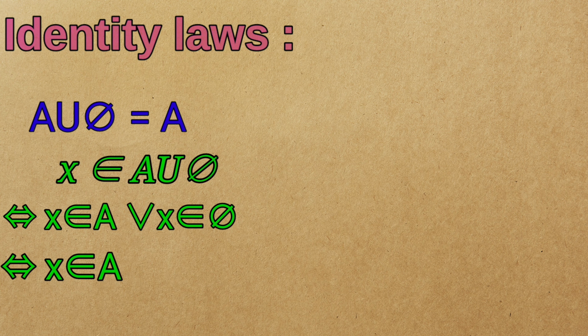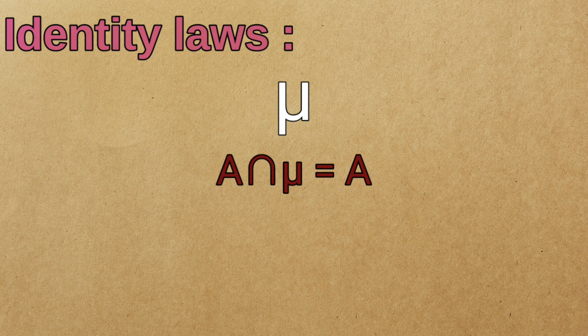Like that, the union of any set with the null set is the set itself. So the null set is the identity element for the union of sets. In the same way, the universal set is the identity element for the intersection of sets. That is, A intersection mu is equal to A.